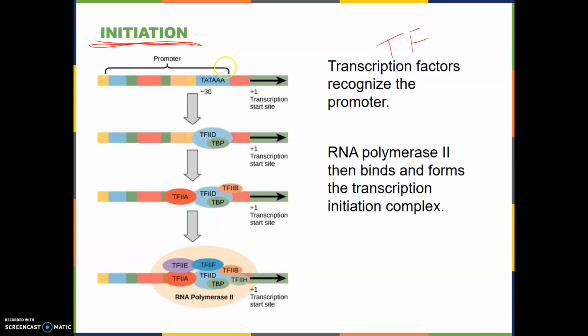So the promoter includes that TATAAA region, I think I said that right, which is 30 base pairs down from the transcription start site. So that's why it says minus 30. So transcription factor D recognizes that region of the promoter and binds to it.